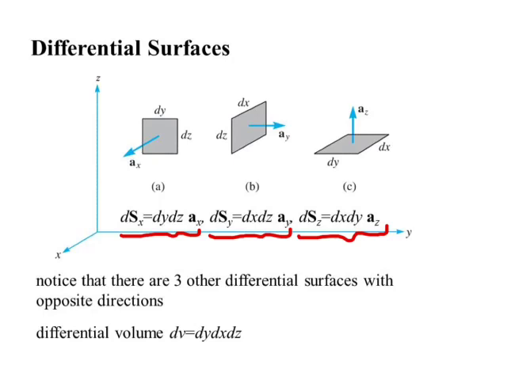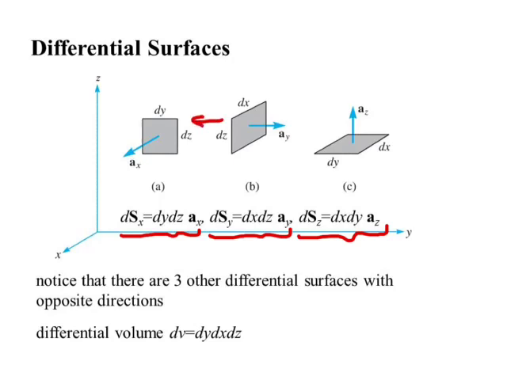I'm showing you only 3, but the differential element has 6 faces, because there is another differential surface whose magnitude is dy dz, but it's pointing in the minus ax direction. There is another one whose magnitude is dx dz, but it's pointing in the opposite direction, so it's pointing in the minus ay direction.